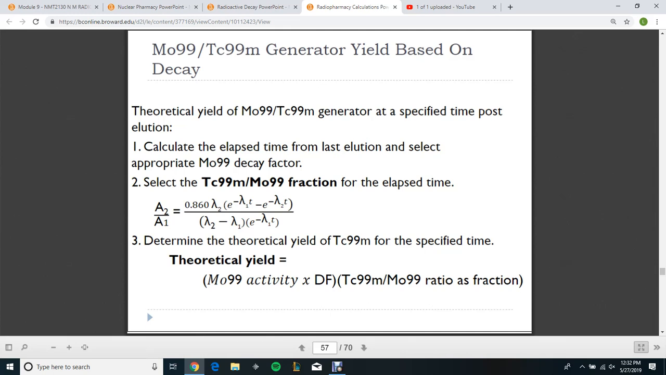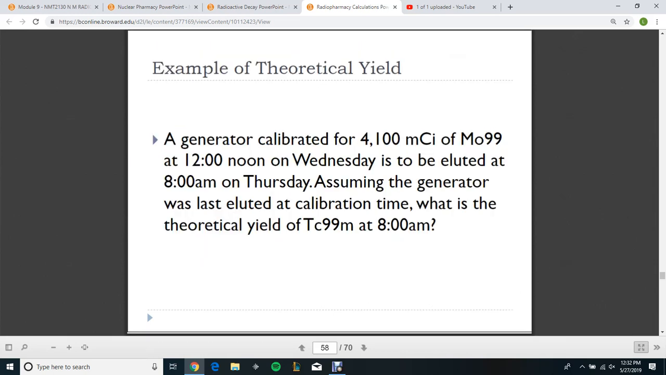Activity 2 divided by activity 1 is equal to... I'm not doing whatever that nonsense is. Determine the theoretical yield of technetium-99 for a specific Moly activity: times the decay factor, multiplied by the technetium to Moly-99 ratio as a fraction.